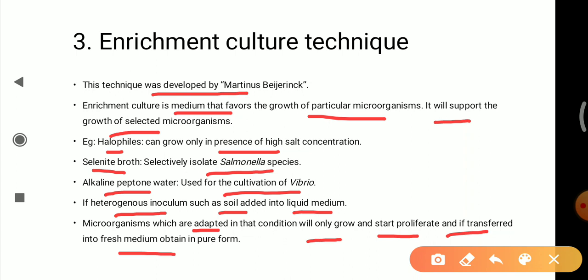This is all about the enrichment culture technique. Enrichment culture is a medium that favors the growth of particular microorganisms. We take a soil sample and transfer it into the enrichment medium. Only the microorganisms that are favored by the enrichment will adapt, proliferate and grow, and from that we again transfer into pure medium.